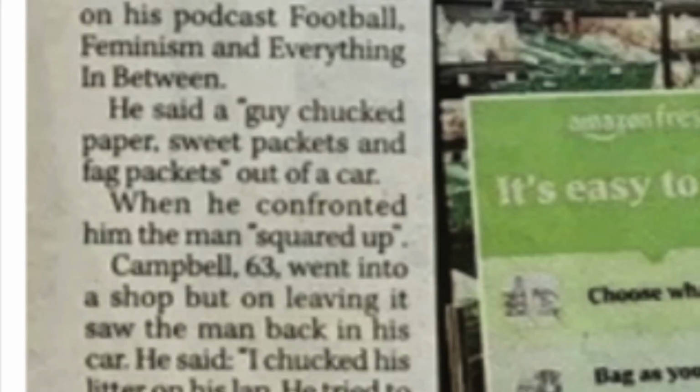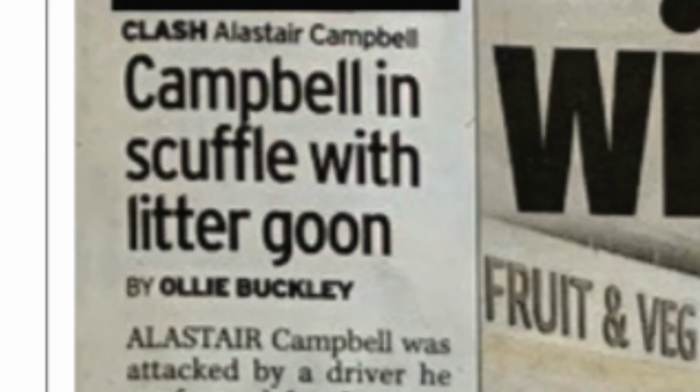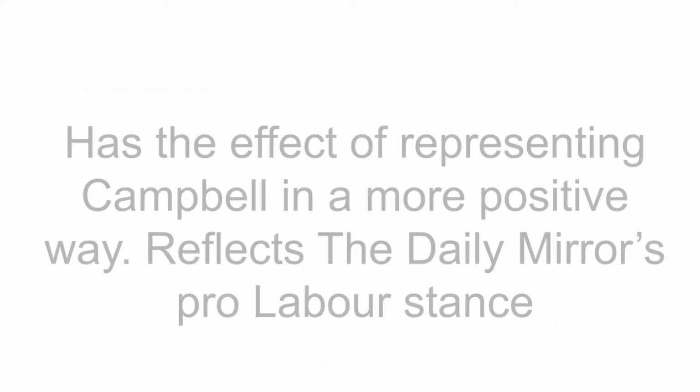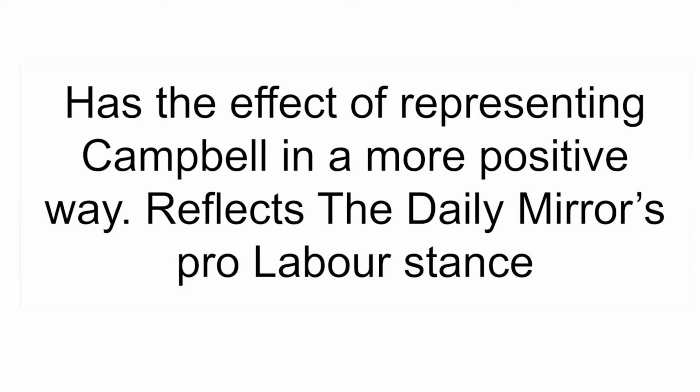And there's the use of colloquialism in there as well. So when he confronted him, the man squared up in quotation marks. So this use of slang or colloquialisms will help appeal to that more working class or lower educated audience. They use the word goon to describe the person that attacked Alastair Campbell, and that word has quite a lot of negative connotations, making the person seem quite violent and aggressive. In turn, this makes Alastair Campbell seem like the hero or the victim in this situation, painting him in a more positive light. And this perhaps reflects the Daily Mirror's Labour supporting values.